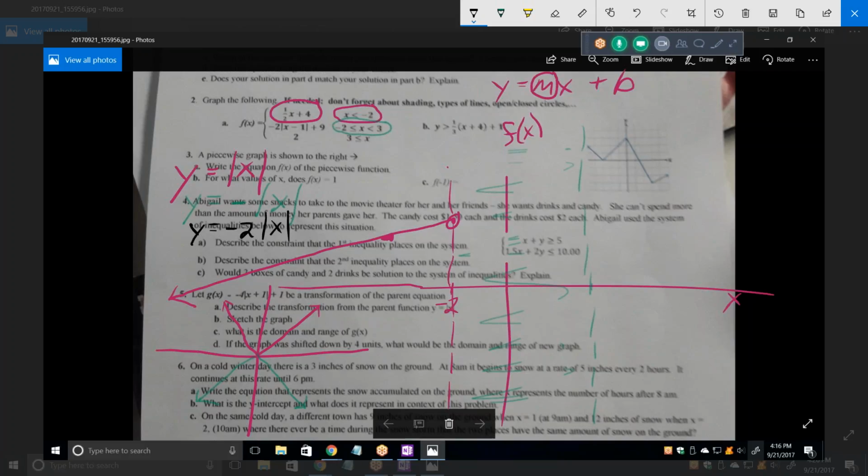Now, what the stretch does is it makes it narrower by half. You might think that's a shrink, but that's actually a stretch. A shrink would make it flatter. In other words, if instead of 2 it was, say, 1/3, then I would have flattened it out, making the V wider instead of narrower.